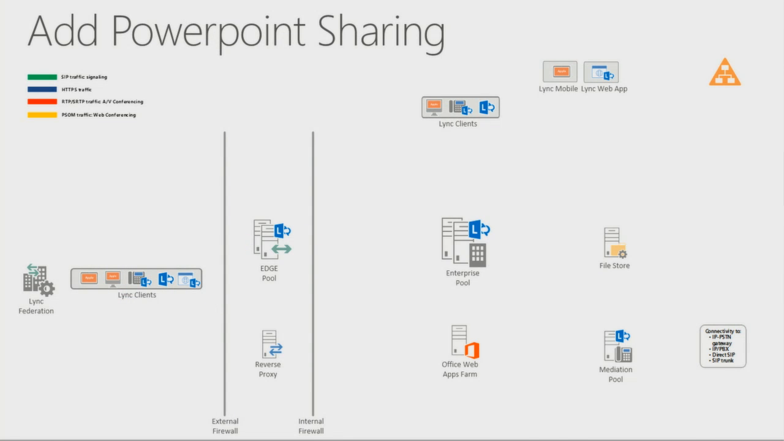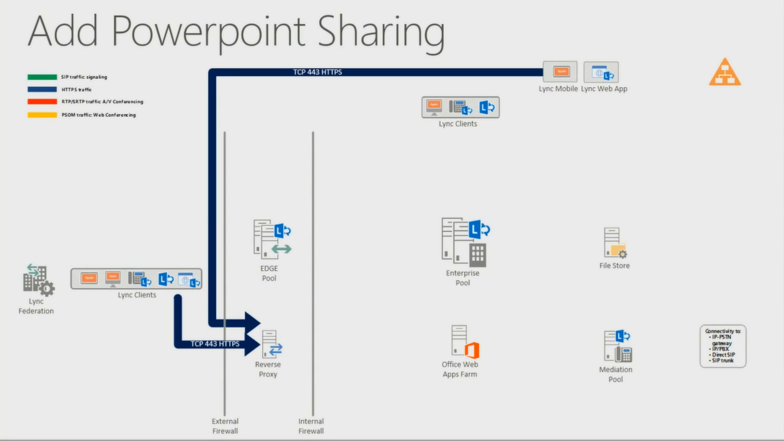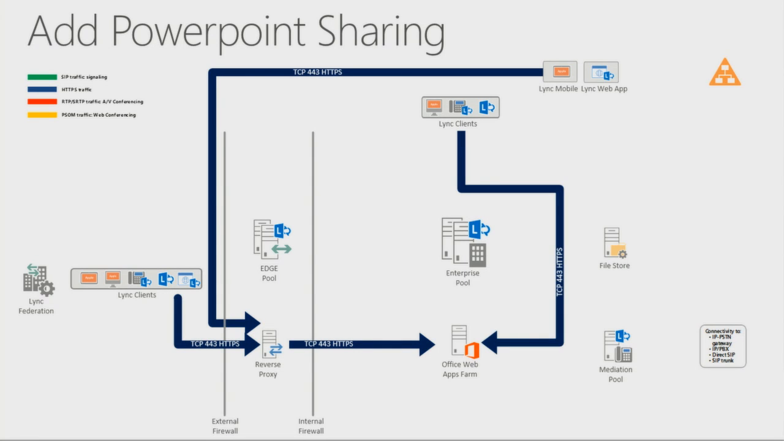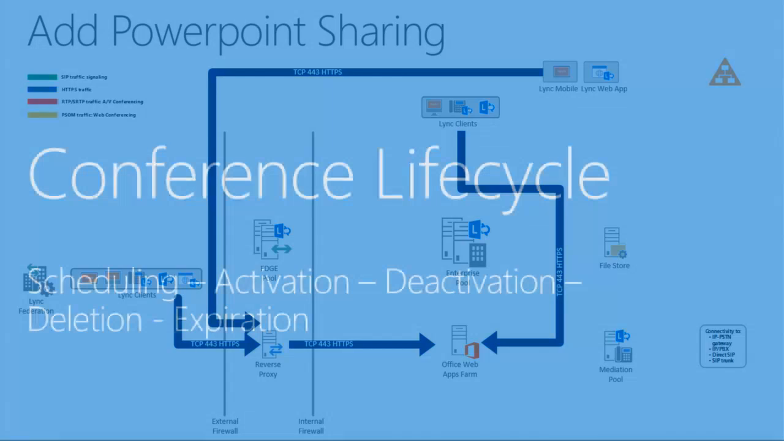Then, of course, PowerPoint, which is not really media. We all know that it goes to the reverse proxy, also for the mobile client. And then, of course, we go 443 directly, not 4443, but just 443 to the Office Web Apps farm. And internally, we just connect directly to the Office Web Apps farm.